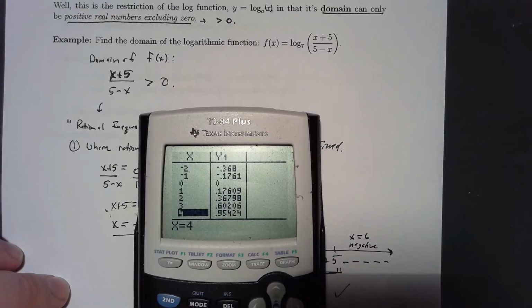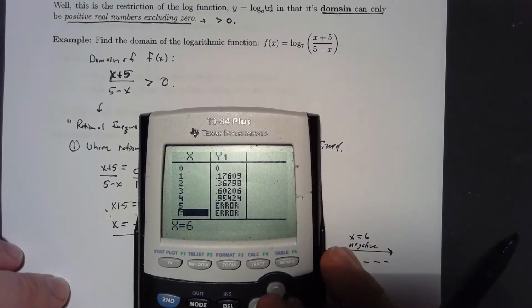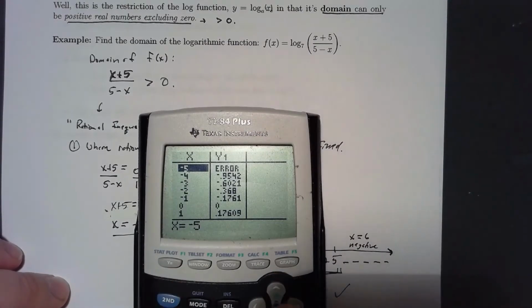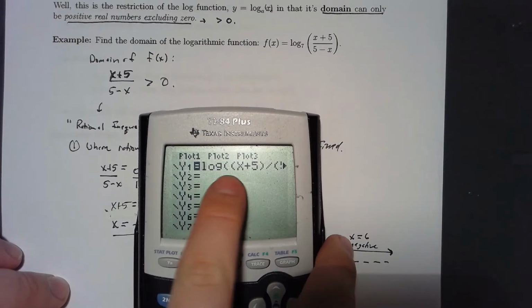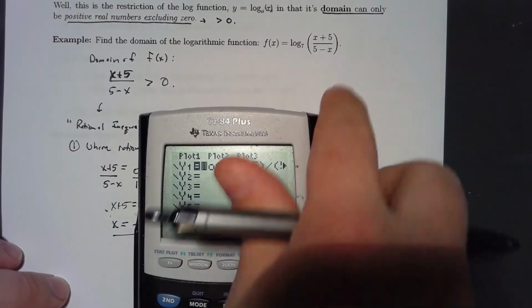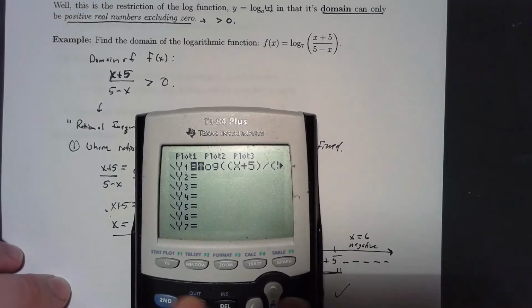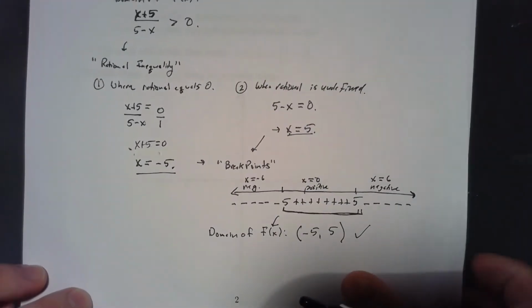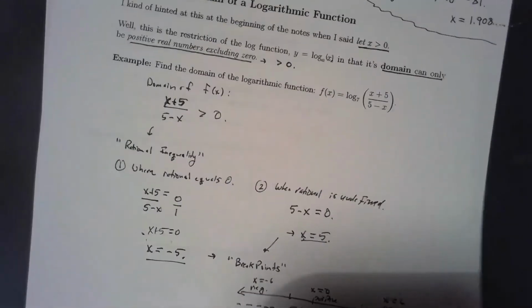So, even though this is a base 10 log, it doesn't matter if it's base 10, base 2, base 7. The domain must be a positive value for the logarithmic function. Okay, the next page, page 3.